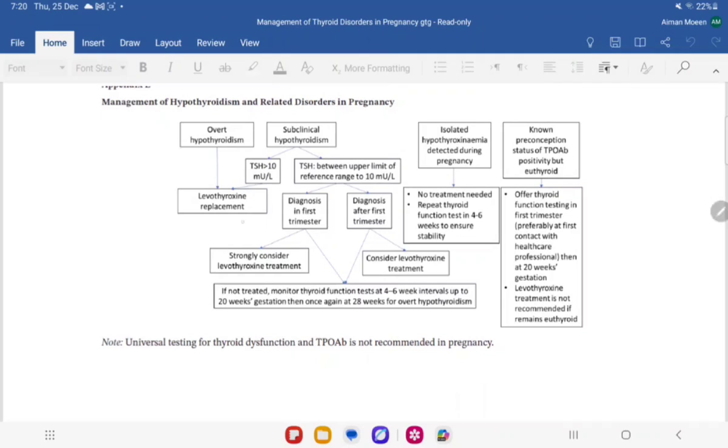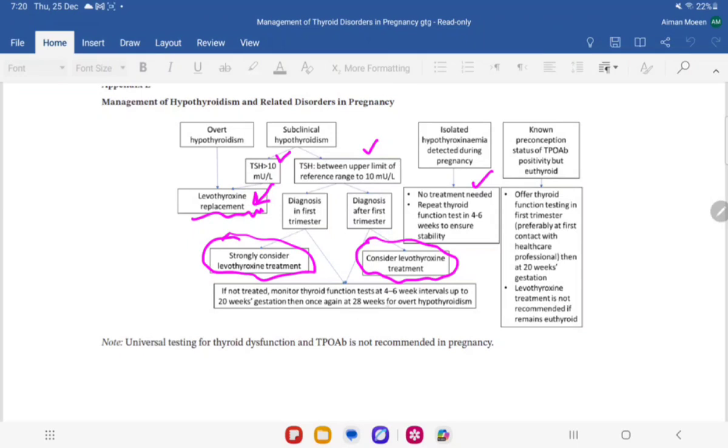If overt hypothyroidism, levothyroxine replacement is really important. If subclinical and TSH is more than 10, again you give levothyroxine. If subclinical and between the upper limit and 10, diagnosis in the first trimester, strongly consider levothyroxine. Diagnosis after the first trimester, consider levothyroxine. Isolated, no treatment is required.